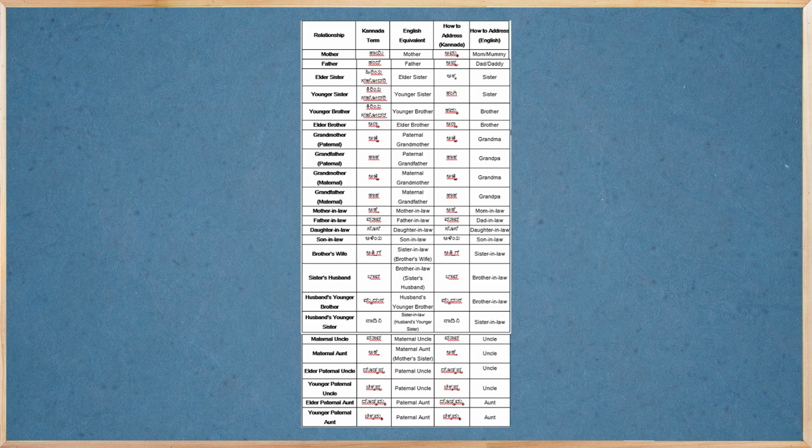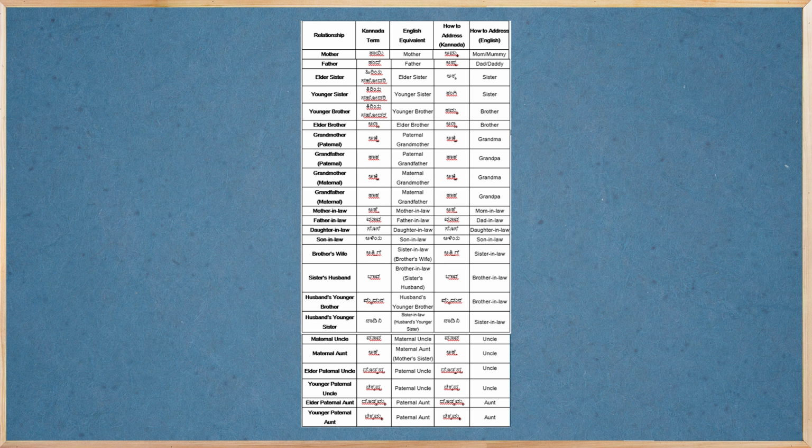Then we learned the kinship terms in Kannada. Mother is called Thai in Kannada and we address her as Amma, similar to mom in English. A father is called Tande in Kannada and we address him as Appa, similar to daddy in English.